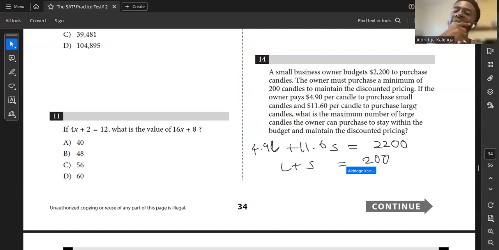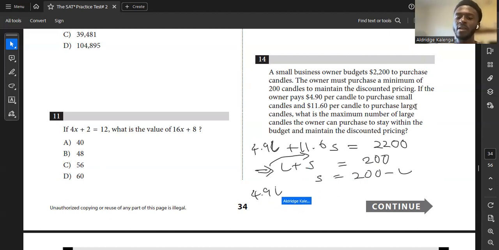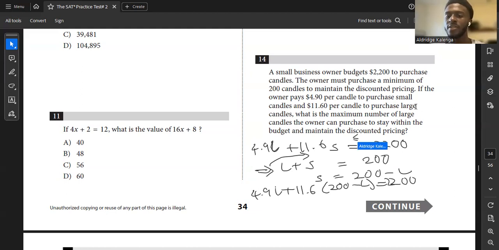So we're trying to find the maximum number of large candles. So that's L. What I can do is, in this equation, I can just make S the subject of the formula. So I have S equals 200 minus L, so that I can substitute that here. When I do that, I'm going to have 4.9 L plus 11.6 times S, and S is now 200 minus L, so I'm going to put 200 minus L there, and this should be equal to 2,200. Though initially we said that should be less than or equal to 2,200.